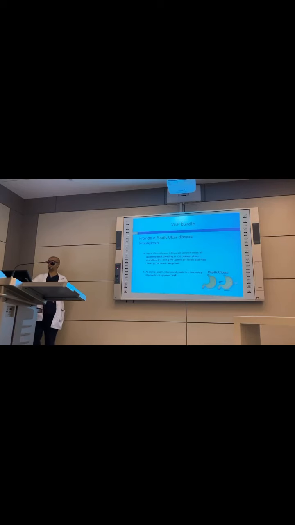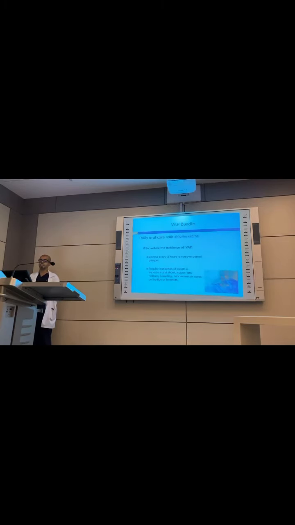Peptic ulcer disease is the most common cause of gastrointestinal bleeding in ICU patients, due to ulceration from raising the gastric pH level, which then allows bacteria to overgrow. So applying peptic ulcer prophylaxis is a necessary intervention to prevent VAP. Provide DVT prophylaxis unless there is a contraindication, to prevent other serious complications that could increase mortality and morbidity.